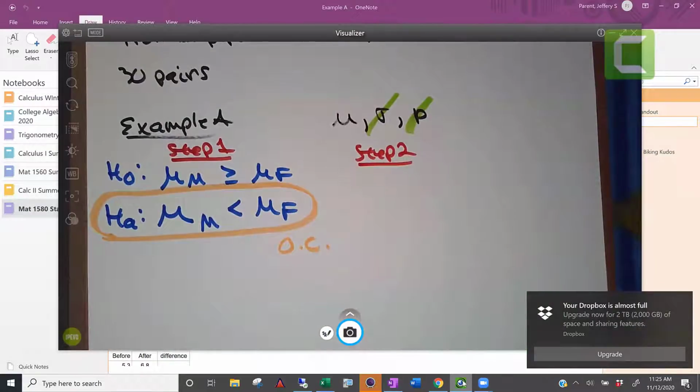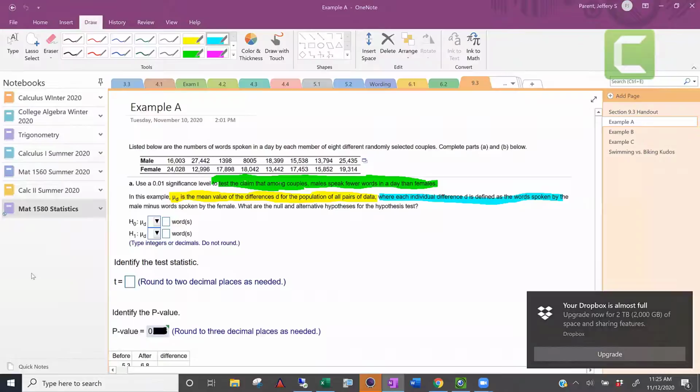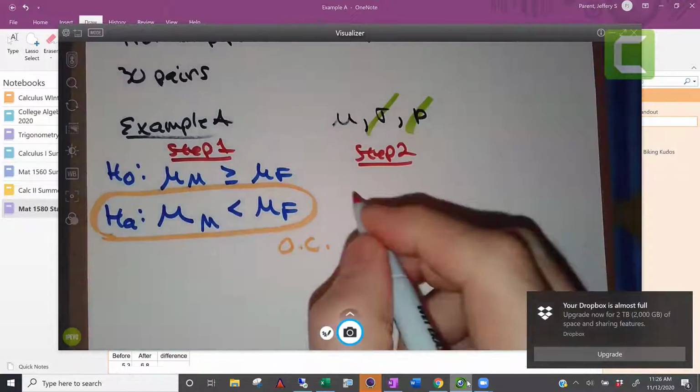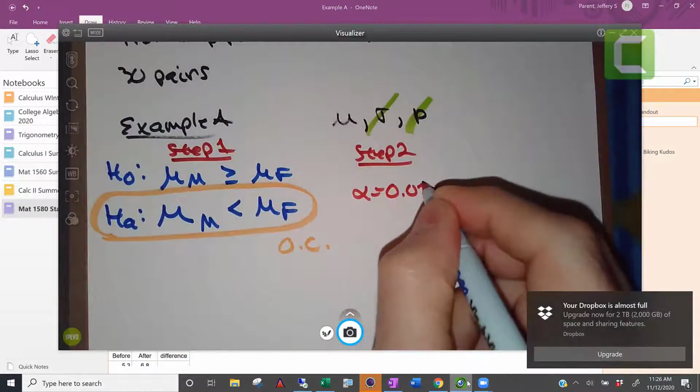Step 2, we need to decide on alpha. And I think in this one, they suggest that we want to use alpha at the 1% significance level. So that's right here towards the beginning. Let me highlight that here in blue. Use a 1% significance level to test the claim, and so on. So alpha is 1%.